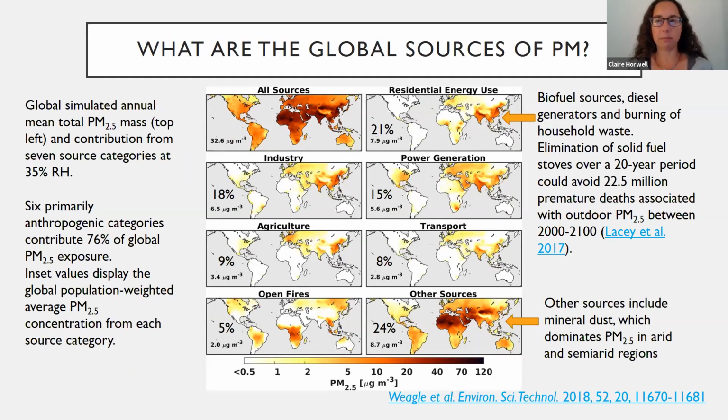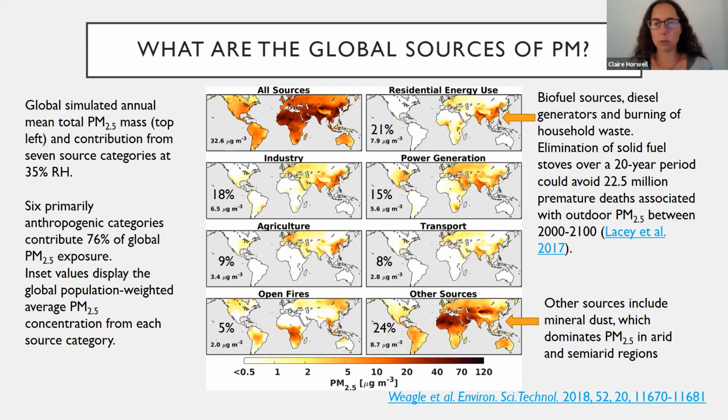And so then this map now actually shows the sources of particulate pollution rather than the types of particles. And in the top left, you see all sources. And again, here we're looking at a simulated map of total PM2.5 mass. And you can see that again, we see particulate pollution is sourced from around the world, but that there are hotspots. And you can divide up the different sources of pollution into 6 primary anthropogenic categories. And you can see these listed as residential energy use, industry, power generation, agriculture, transport, and open fires. And these together make up 76% of the global PM2.5 exposure.